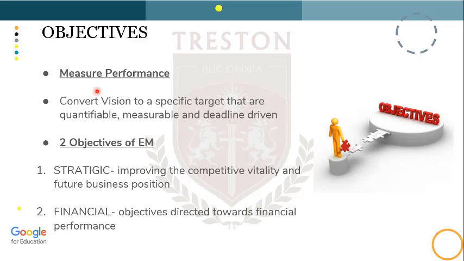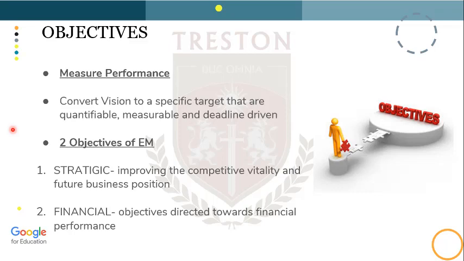Next is setting objectives. Objectives are meant to measure the performance of an event. So it converts vision to a specific target that are quantifiable, measurable, and deadline driven. So two objectives of events management are normally strategic and financial. Financial meaning objectives are directed towards financial performance.